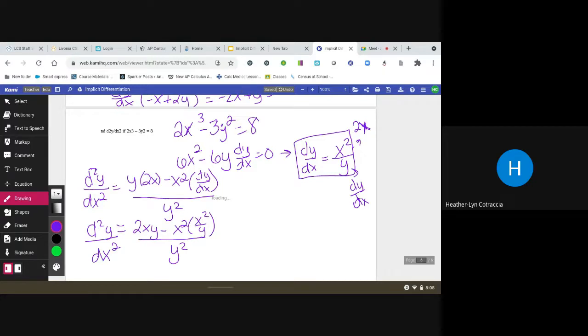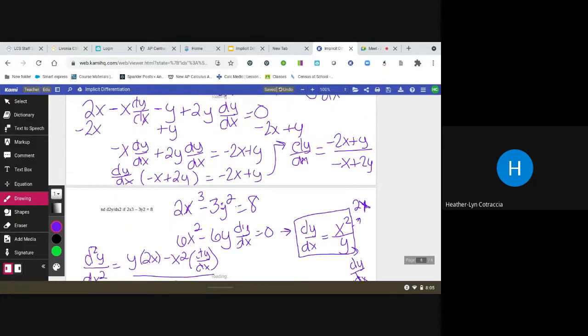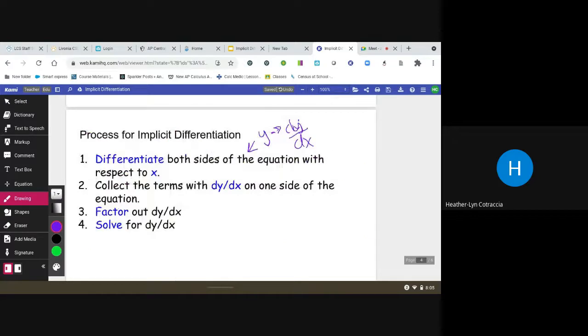Okay, so a couple of quick things. I'm going to go back to that slide. This is the important stuff. So you're going to differentiate both sides of the equation with respect to x. Remember, if you take the derivative of anything but the variable x, then you need to tack on a dy dx. You're going to collect all the terms on one side that have a dy dx. You're going to factor out the dy dx, and then you're going to solve for it.